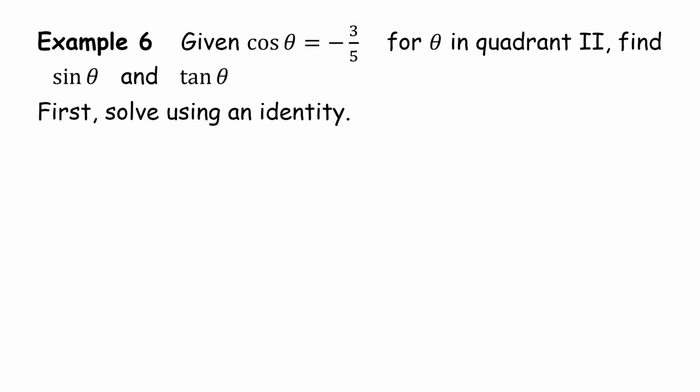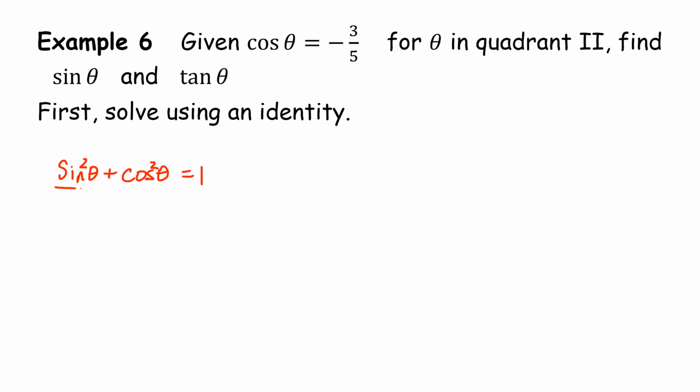First it says to do it with an identity. And if we've got cosine and we're looking for sine and tangent, we're going to need our Pythagorean identities. So far, those are the only identities we have that will let us get sine and tangent from cosine when we don't know the angle. We don't even have to find the angle. We're just going to use the Pythagorean identities. And remember, the first one is sine squared theta plus cosine squared theta is equal to 1.